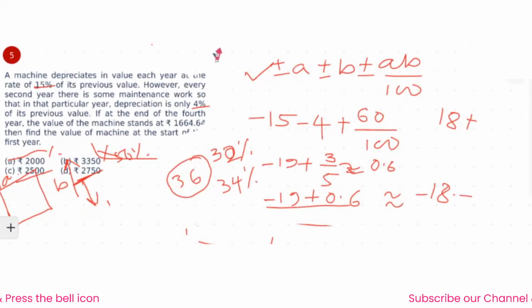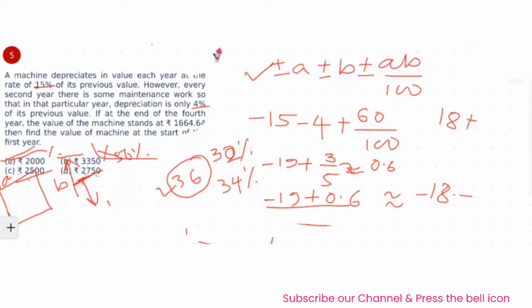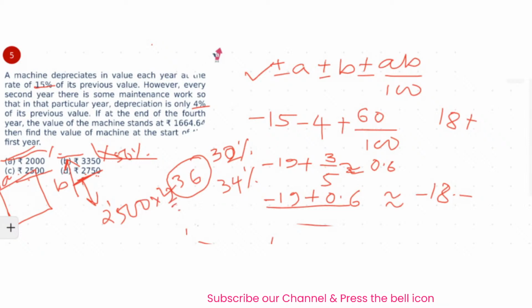I have just tried to solve that my value is not going to be A, not going to be B, but somewhere between 2500 and 2750. I picked this value 2500 and calculated two-thirds of this.